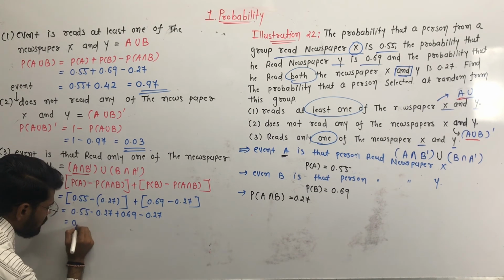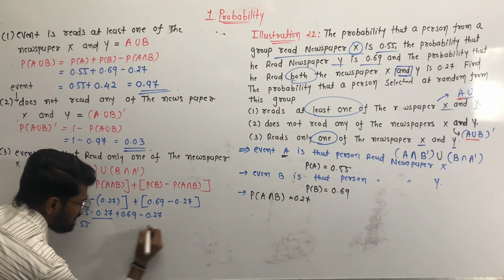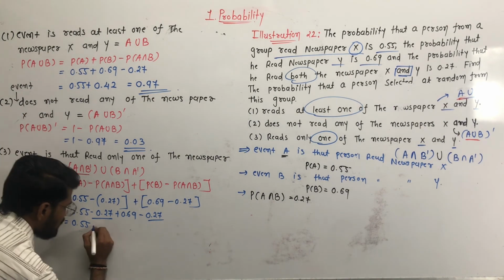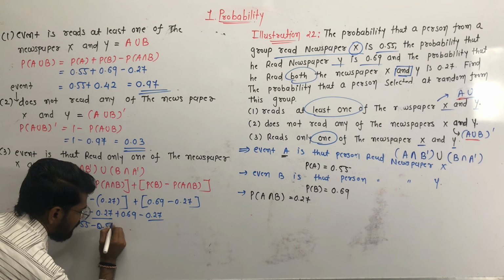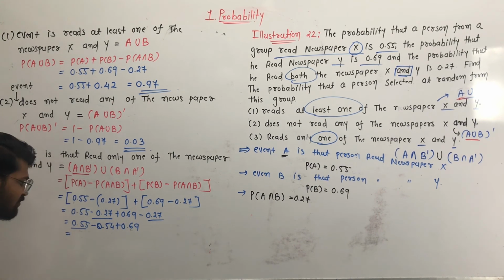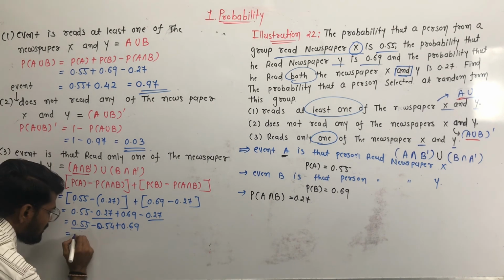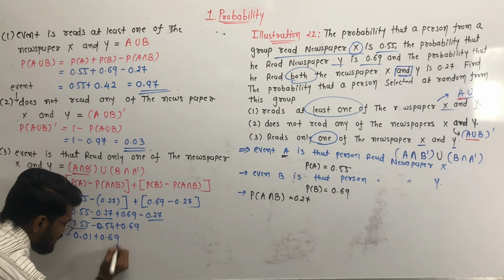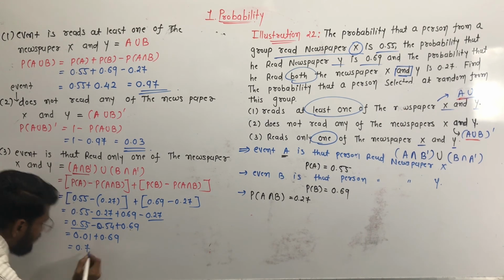Yes, so 0.27 and 0.27 together is equal to 0.54. So minus 0.54 plus 0.69. Yes, so 0.55 minus 0.54 is equal to 0.01, and plus 0.69. So it is equal to 0.7.